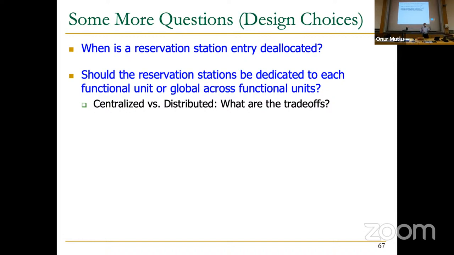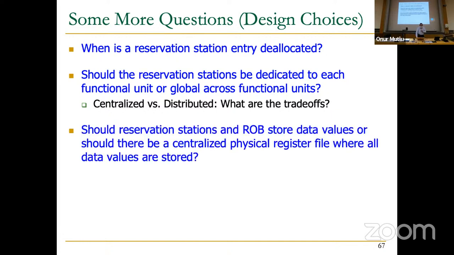If you make the buffer centralized, it's bigger. You cannot specialize it to the functional units. And also, it may be slower. If you make it distributed to each functional unit, you can specialize it to the functional unit. But you cannot dynamically allocate buffer entries from one buffer to another buffer. So this is basically the same trade-off as centralized buffers versus distributed buffers. Should reservation stations and reorder buffers store data values, or should there be a centralized physical register file where all the data values are stored? This goes back to the question your colleague asked on Zoom, and we're going to talk about that next.